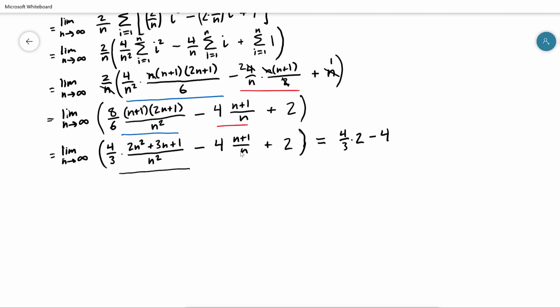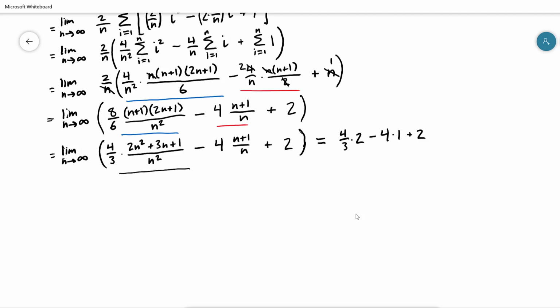The second piece will be minus 4. And as I take the limit of these, again, the highest power on the top is n to the first, same on the bottom, n to the first. The ratio of those two things is just going to be 1. So 4 times 1. And then lastly, the limit of 2 as n goes to infinity. Well, there is no n, so it doesn't affect the constant. It's just plus 2.